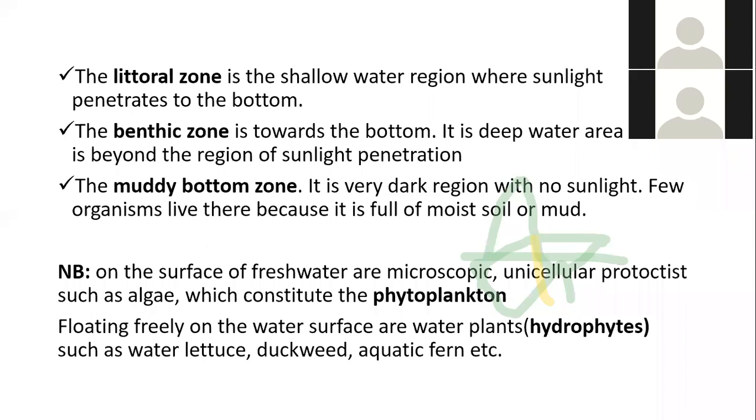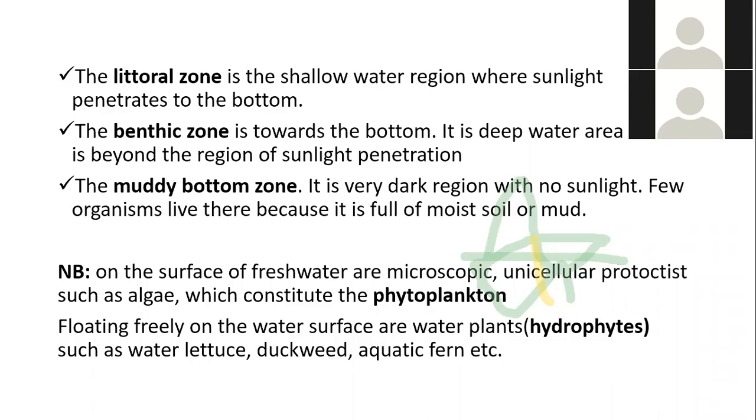Now, on the surface of these freshwater bodies, you have microscopic unicellular protists. Example, you have the algae, whether it's blue-green algae, red algae, or brown, which all constitute what we call the phytoplankton. So unicellular protists on the surface of freshwater habitat are referred to as the phytoplankton.